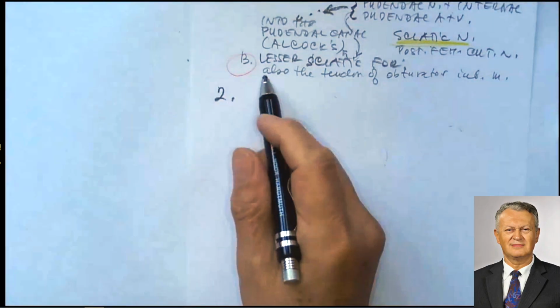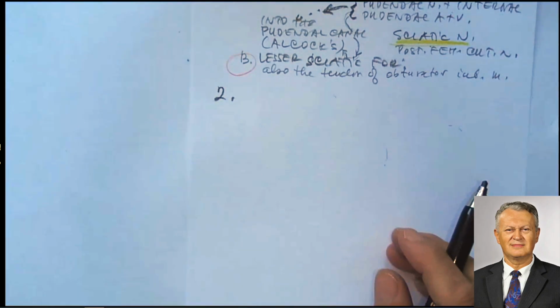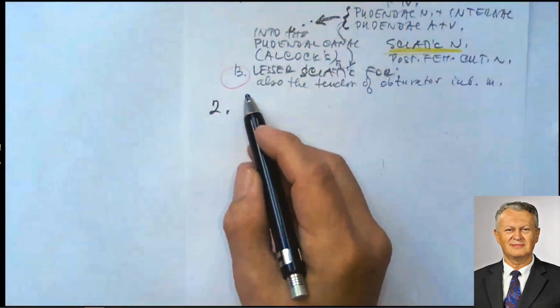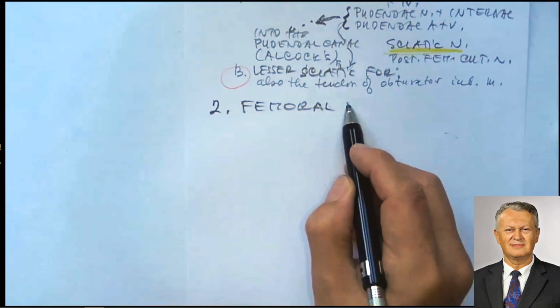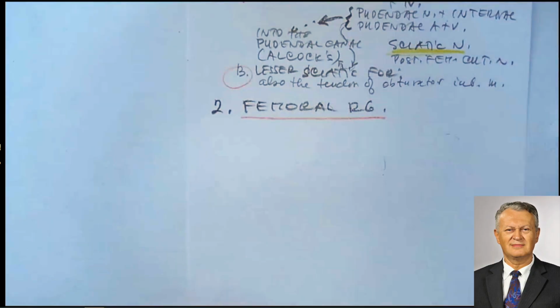We are approaching now the second region. This is the femoral region. The femoral region is larger, not more complicated, but contains more structures. So we could say femoral region, regio femoris. This femoral region consists of two subregions, anterior and posterior region.